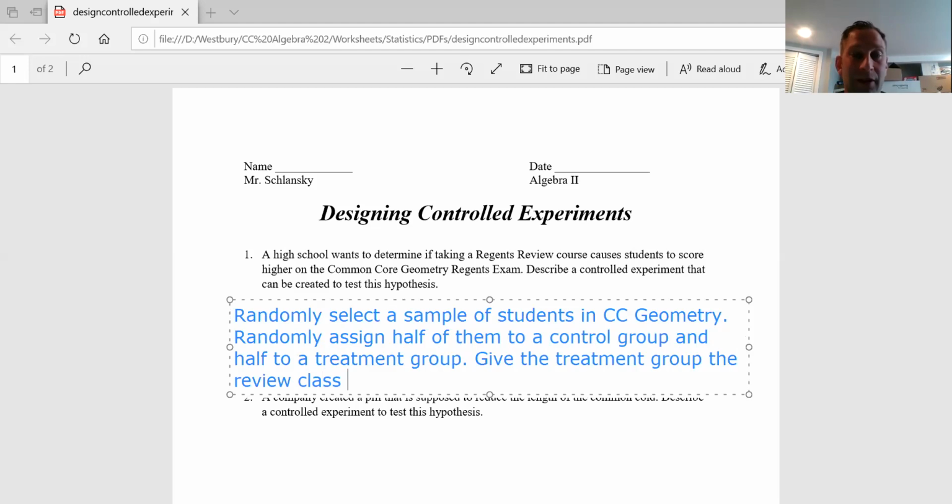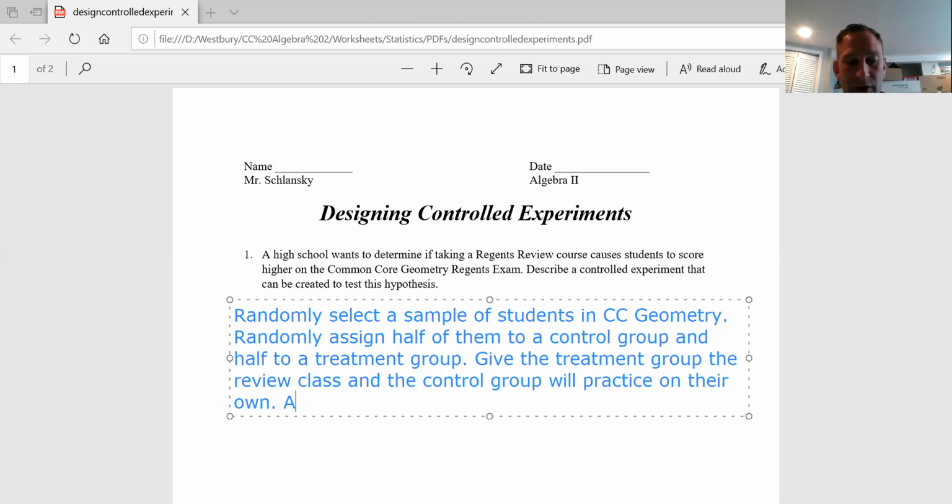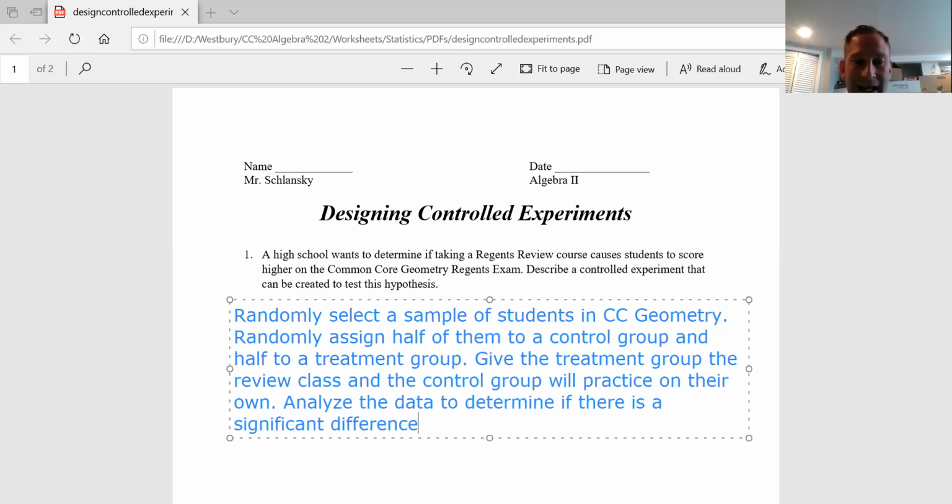We can't trick them into thinking they're in a review class. So we're giving the treatment group the review class, and the control group will practice on their own. And then we're going to analyze the data to determine if there is a significant difference. And for now, we're just saying that we're analyzing the data. Again, in the next lesson, we're going to learn how to actually do that.